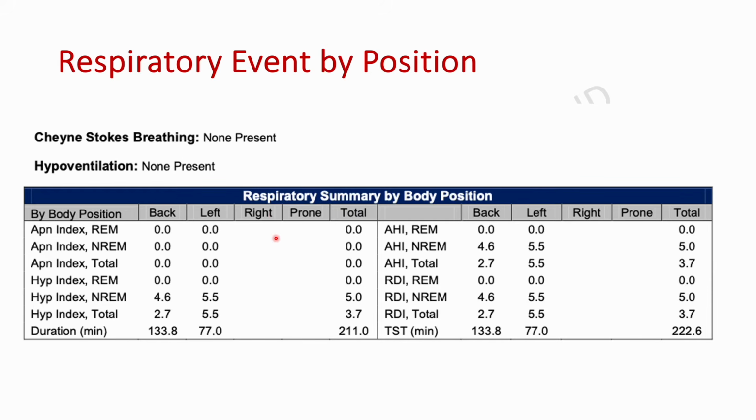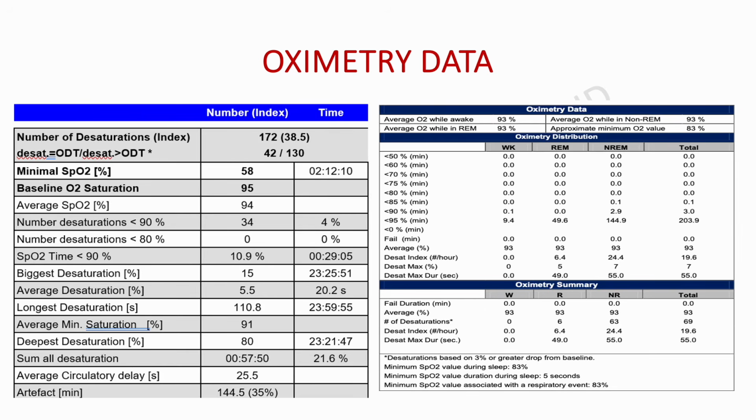And in the body position summary, again, it's very important to see whether the patient has more events in one particular position, which is mostly the supine position when it is POSA or position related OSA, where the supine AHI is much more than the prone AHI. So here you get this information whether the patient on his back is getting more events versus on any other position. Then comes the oximetry data.